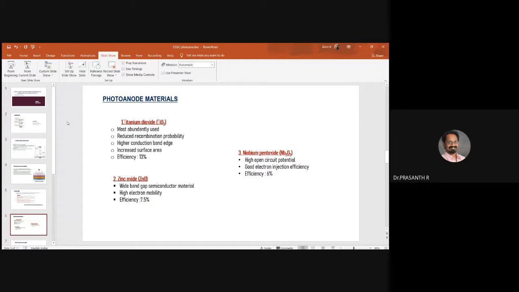Also, it's best suited for DSSC due to its higher conduction band edge and increased surface area. It has got the highest efficiency among the materials investigated so far. Then zinc oxide is another wide bandgap semiconductor material with high electron mobility, and it's best suited for photoelectrodes in DSSC. Then niobium pentoxide, these Nb2O5 based cells exhibit high open circuit potential and good electron injection efficiency due to the favorable conduction band edge.